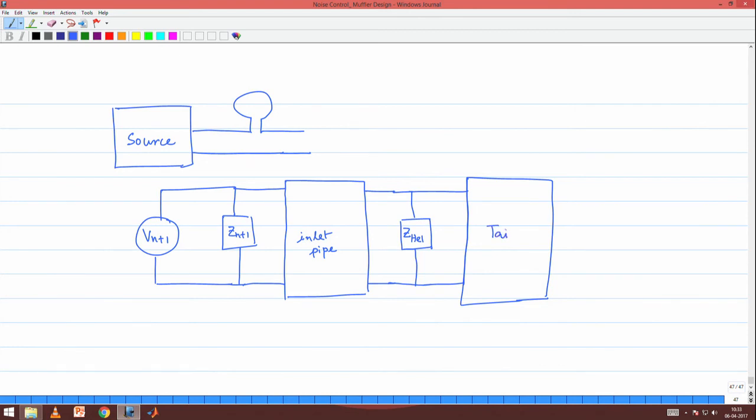This is the tailpipe, this is the inlet pipe, and that is the Helmholtz resonator, and finally it has to open to a radiation impedance Z0, right. Now, the point is this: if you know that you are hearing a large sound at particular frequencies, then what should you do? You should tune the Helmholtz resonator.